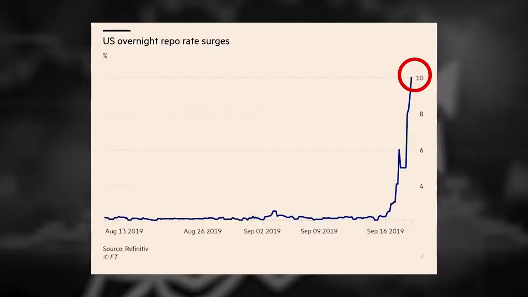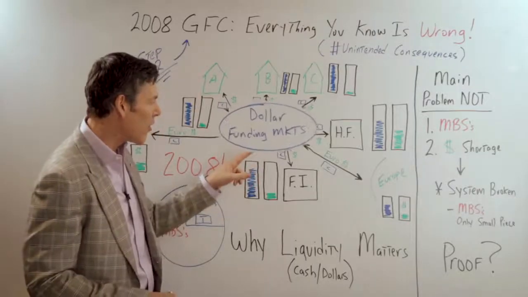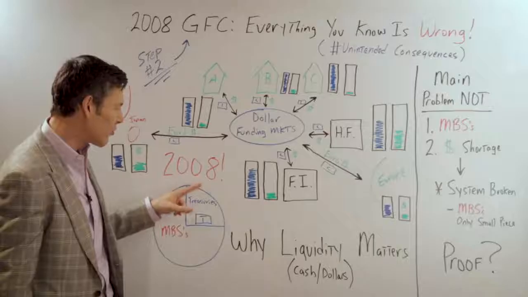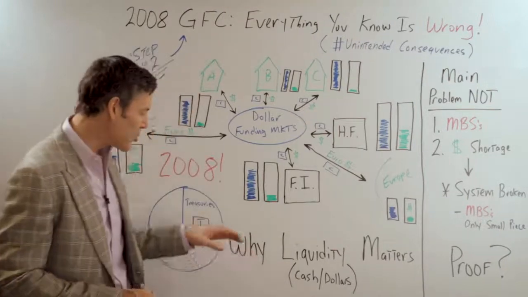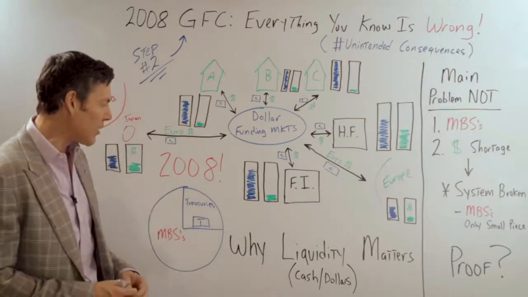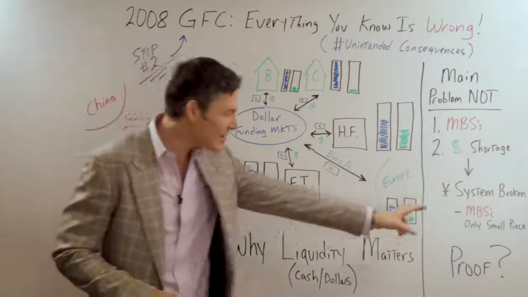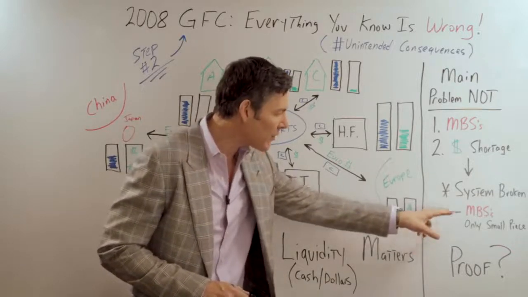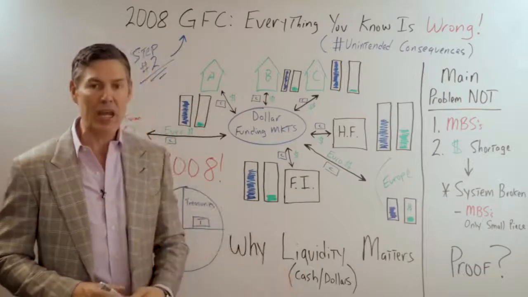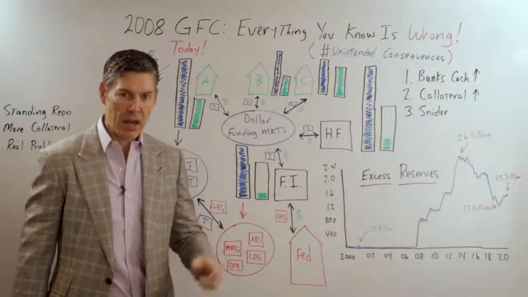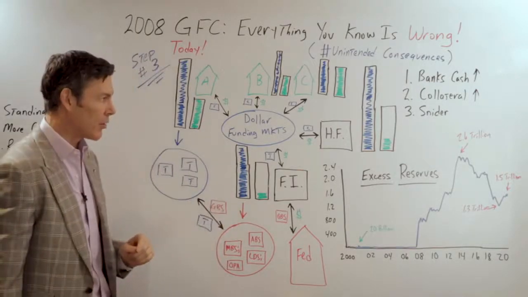September 17th and the repo market. The repo market is the main dollar funding market. That broke on September 17th, just like it did in 2007 and 2008. The fact that we have just as much collateral, if not more, in the system today than we had in 2007 and 2008 shows us that the system is broken. It never was all about the mortgage-backed securities, and everything that we have been told is wrong. Step number 3. The global financial crisis we are still dealing with today, and unfortunately will most likely have to deal with in the future.